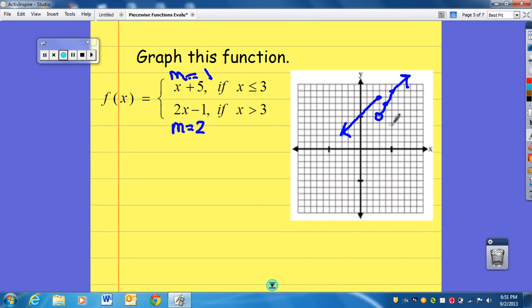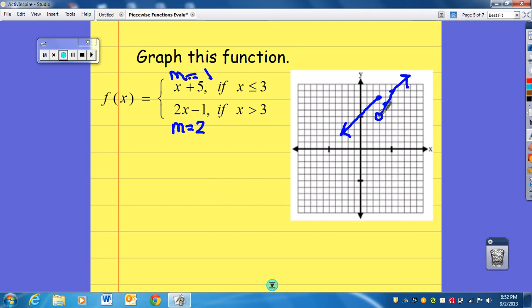Well, let's check that next value just to be sure. So that would be at positive 4 for my input, or my domain, of my x value. So 2 times 4 is 8. 8 minus 1 is 7. And we are at (4, 7).